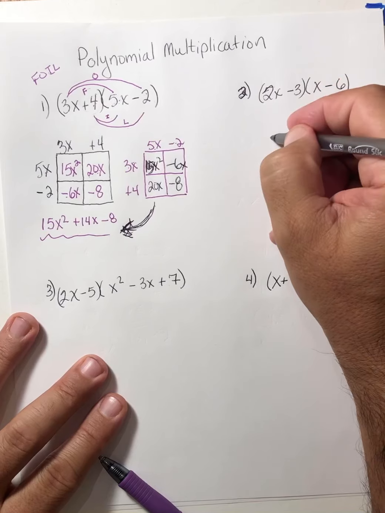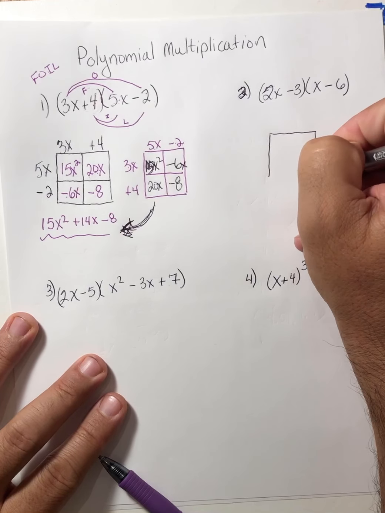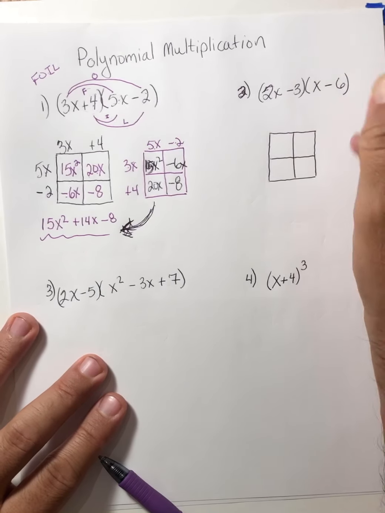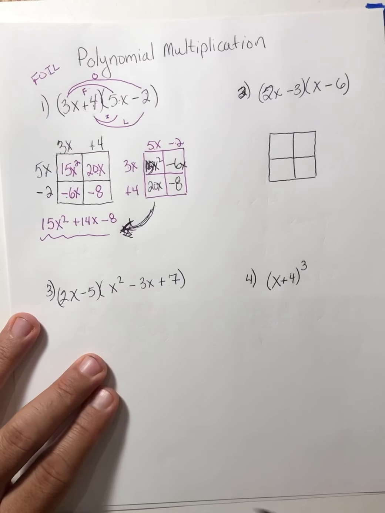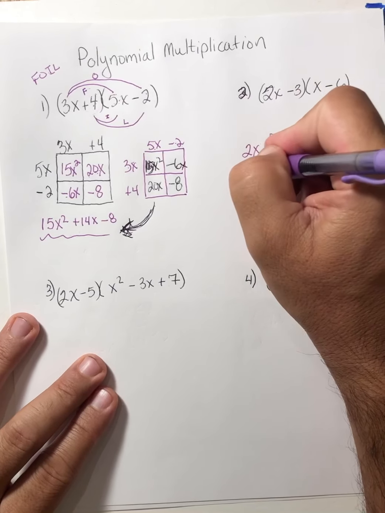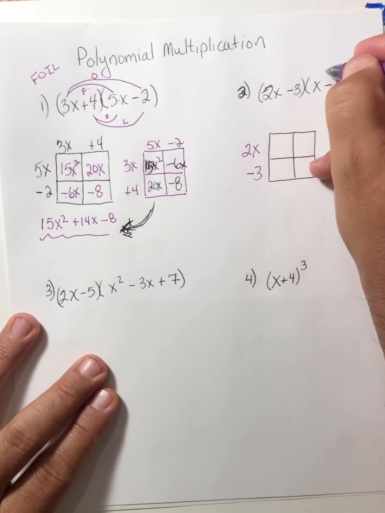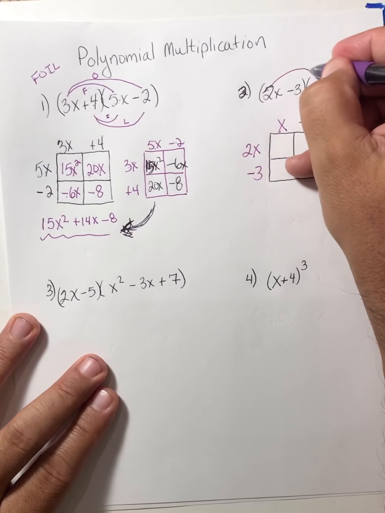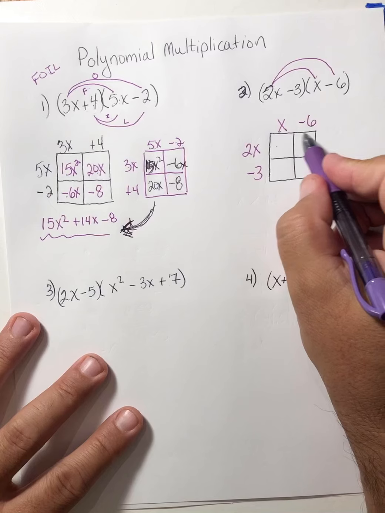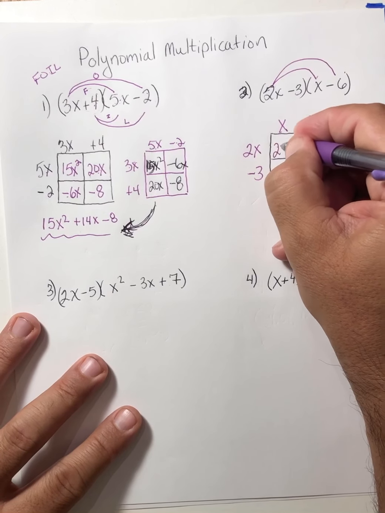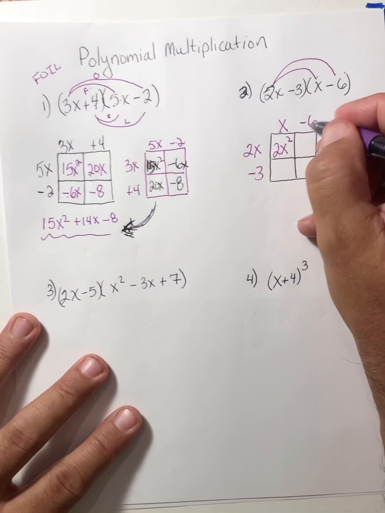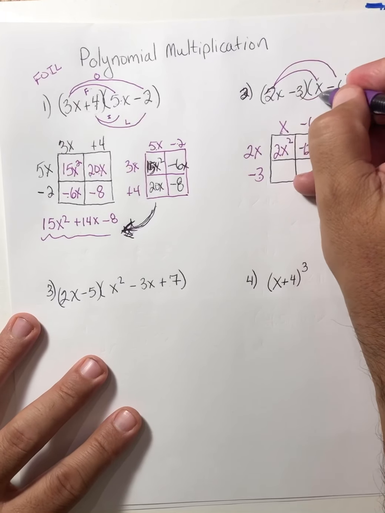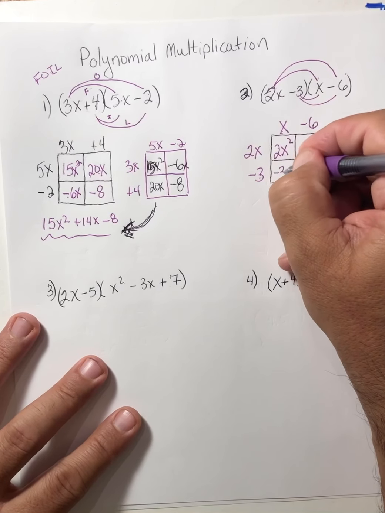I'll put the 2x minus 3 first on the side. Okay, so I'll put the 2x minus 3 on this side, so 2x times each of these. And then x minus 6. So 2x times the x, 2x times the 6. That's exactly what's going on here. So we have 2x squared, then 2x times 6, minus 12x. Negative 3 times each of these, so negative 3 times each of those. Negative 3 times x, negative 3x.